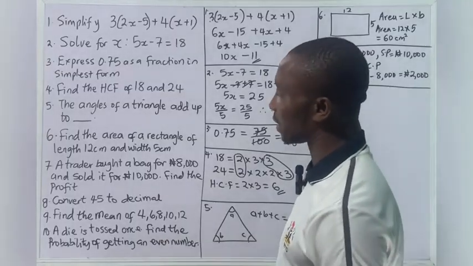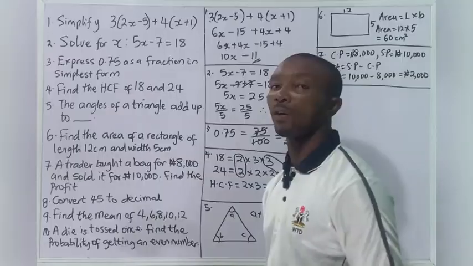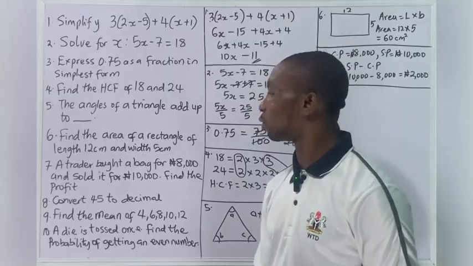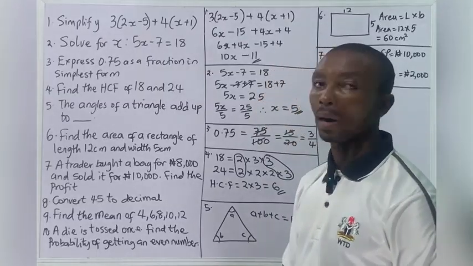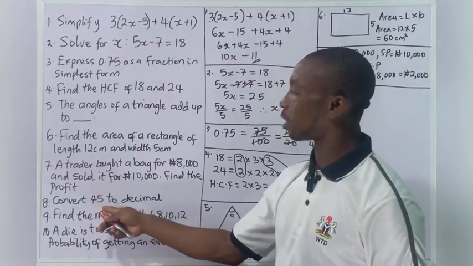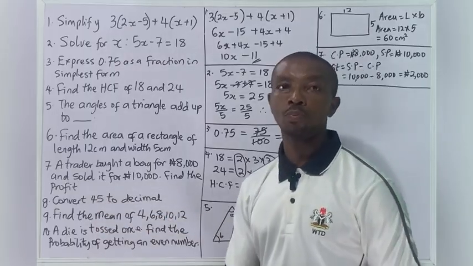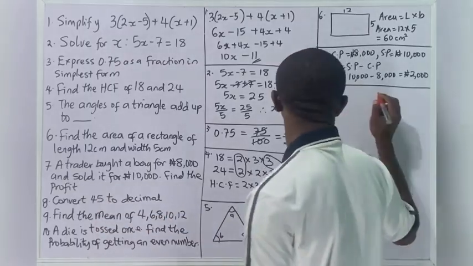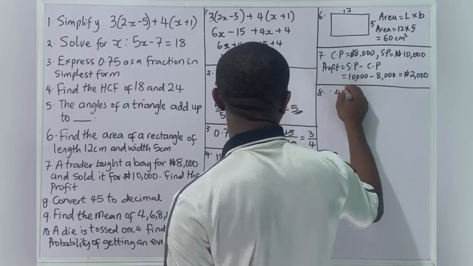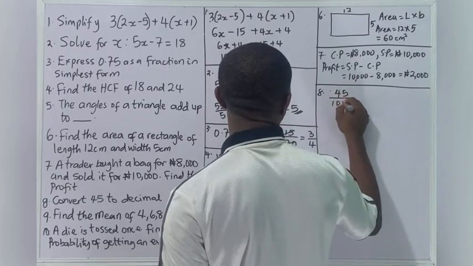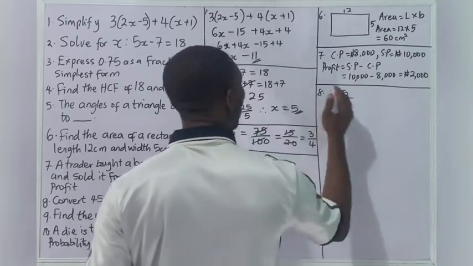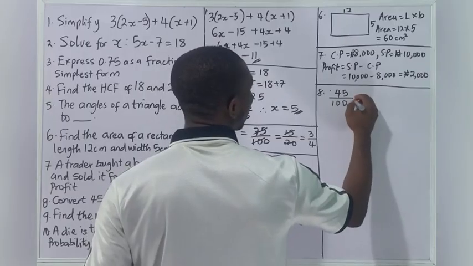Now, the next question says, convert 45 to decimal. Now, if we want to convert 45 to a decimal, we are going to divide by, how many digits are there? 2. So we divide by 100. So this becomes 45 over 100. Now, 45 over 100 would give us what?